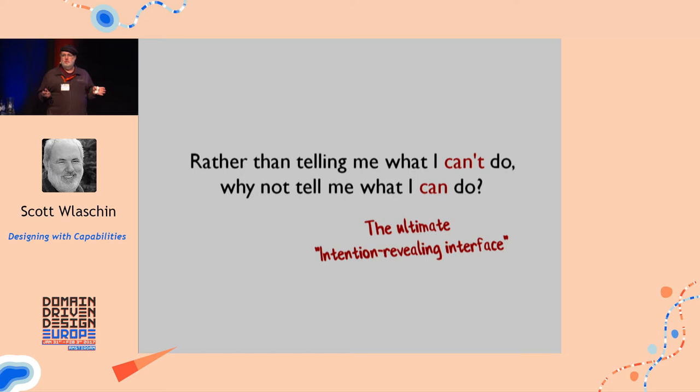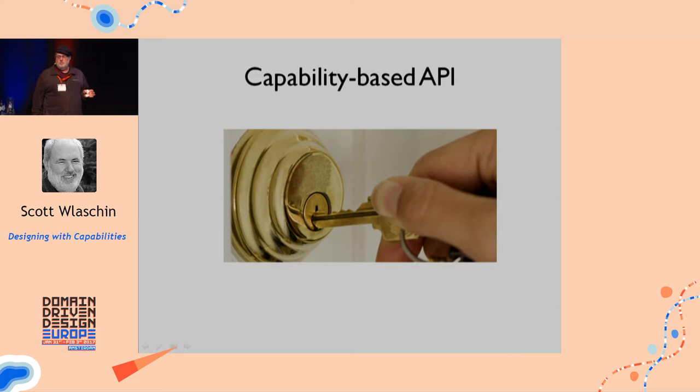So this is where the concept of a capability comes in. Now, in the real world, a capability is something like a key. You have the capability to open this door and get into the room. That's like a physical analog of a capability. And the software version of a capability is exactly the same thing. It allows you to do one thing. It allows you to open the door. It allows you to move to the next page on the website. It allows you to execute this command or whatever.